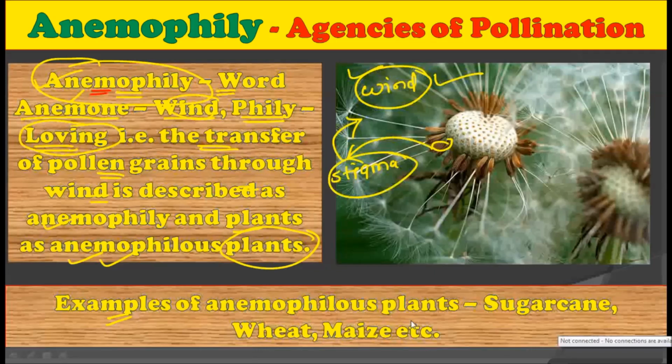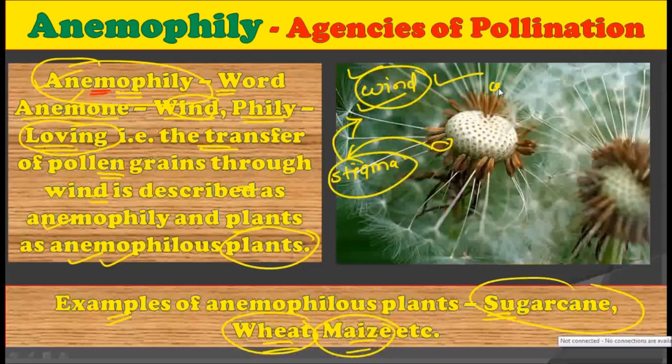The examples for these Anemophilous plants are sugarcane, wheat, maize, etc. All these plants are Anemophilous plants in which the pollination occurs with the help of wind. So, while talking about the Anemophily, the first word which will come to your mind is wind. That is, the wind helps to transfer the pollen grains from anther to the stigma of another flower, which is called Anemophily because it occurs with the help of wind. The transfer of pollen grains through the wind is famously called Anemophily. And the examples are wheat, maize, and sugarcane.